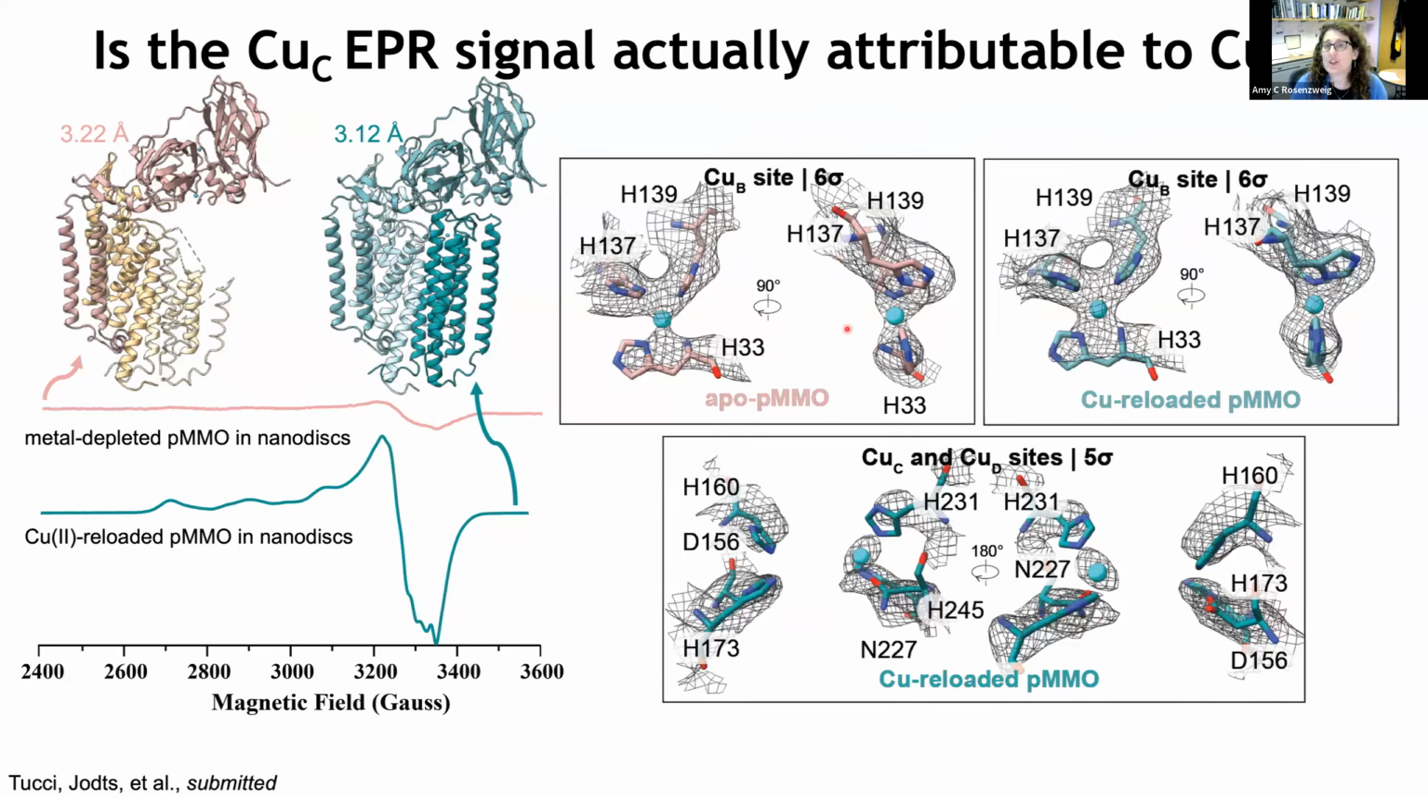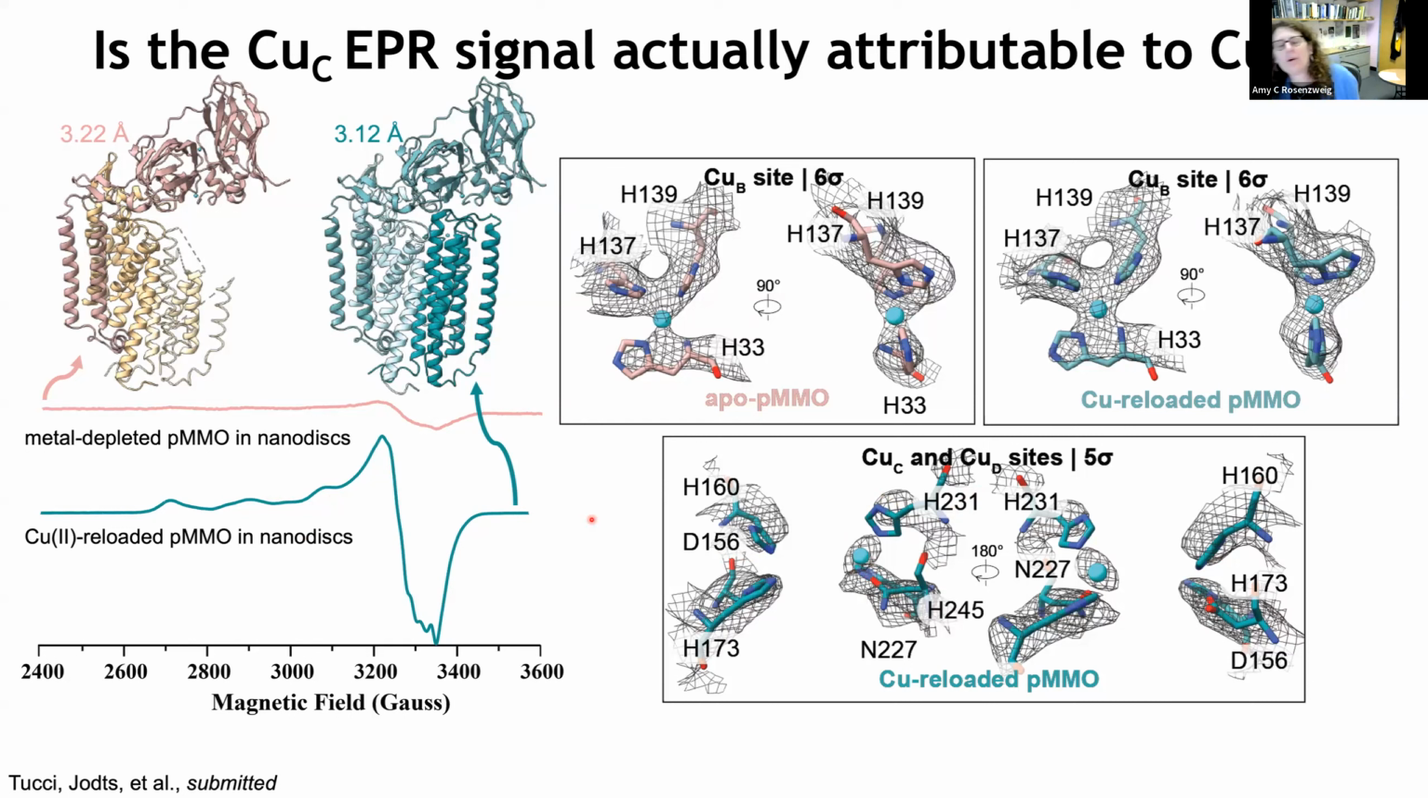So up top here is just the copper B site, which is just a control to show you that this is what it looks like when you strip away most of the metal and then restore it. And then down here is what we see for the copper C and copper D sites upon copper reloading. Again, they're disordered when you take the metal out, so we can't see that. And what we see very clearly is that we have occupancy of copper D, there's the asparagine ligand, and not of copper C. So that tells us that at the very least, in these native lipid nanodisc samples, the EPR signal is attributable to copper going into this copper D site.